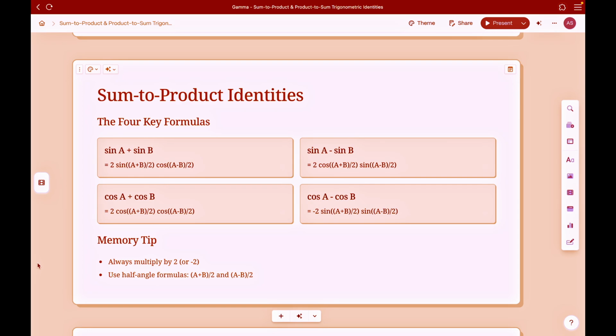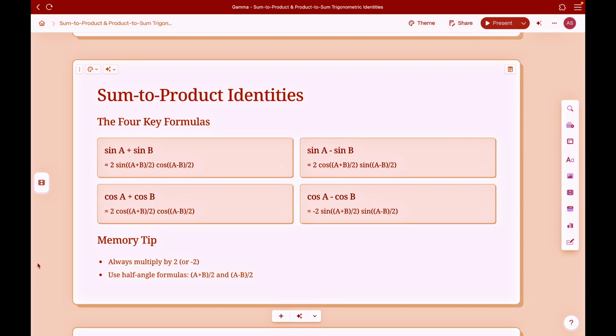Now, the 4 key formulas are sine A plus sine B, which is 2 sine A plus B over 2 cosine A minus B over 2. Sine A minus sine B, which is 2 cosine A plus B over 2 sine A minus B over 2. Then we have cosine A plus cosine B, which is 2 cosine A plus B over 2 times cosine A minus B over 2. Then cosine A minus cosine B is -2 times sine A plus B over 2 sine A minus B over 2.